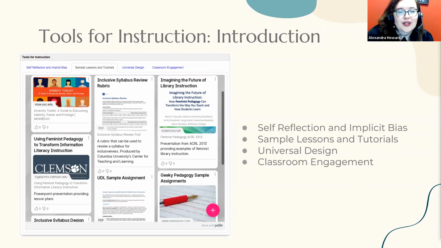We have the tools for instruction organized into 4 different categories: tools for self-reflection and implicit bias, sample lessons and tutorials, universal design, and classroom engagement. The tools are organized by category into separate Padlets. By hosting these resources on Padlet, there's an opportunity to update the resources and for anyone using the toolkit to suggest additional resources. As you're navigating the Padlet, you can just click the plus sign on the page to add a post, add in the information and the link to the resource, and then it will be submitted to the ACRL Instruction Section for approval. So Ramon is now going to walk us through these 4 different categories of tools for instruction.